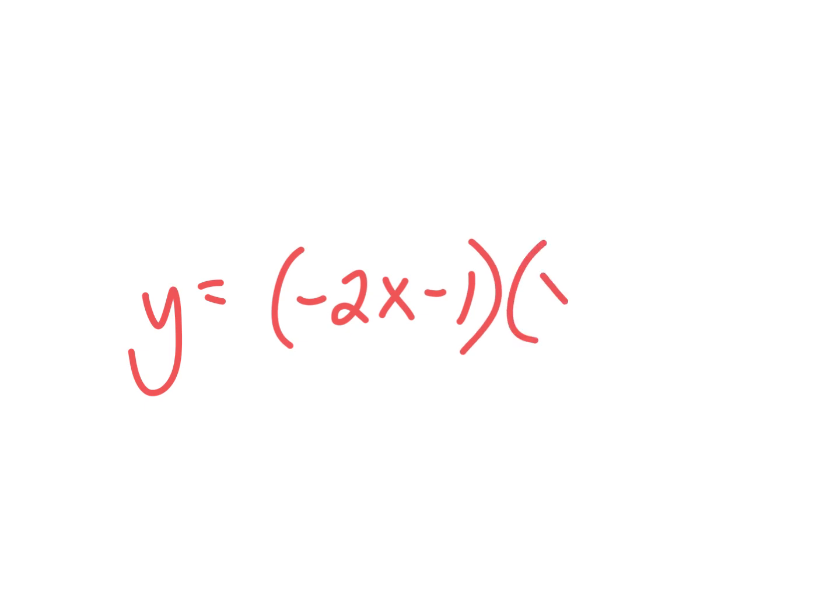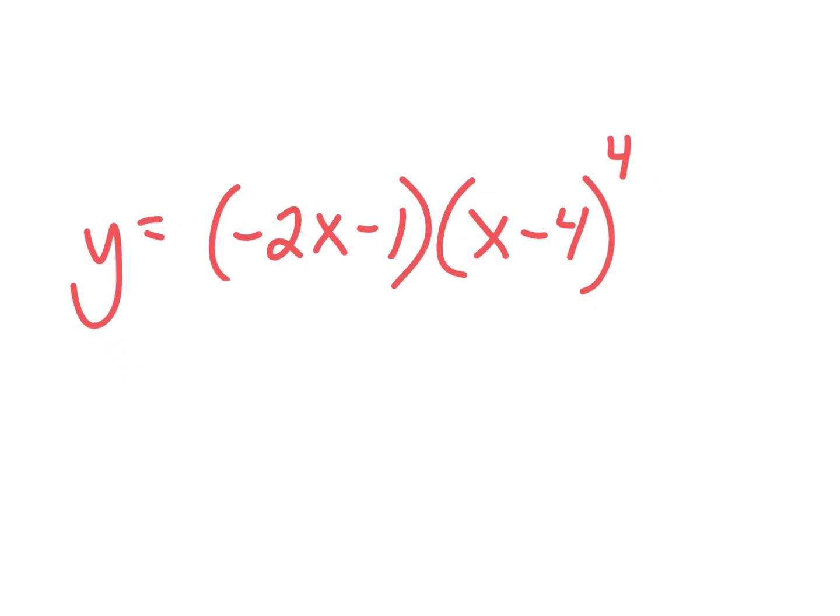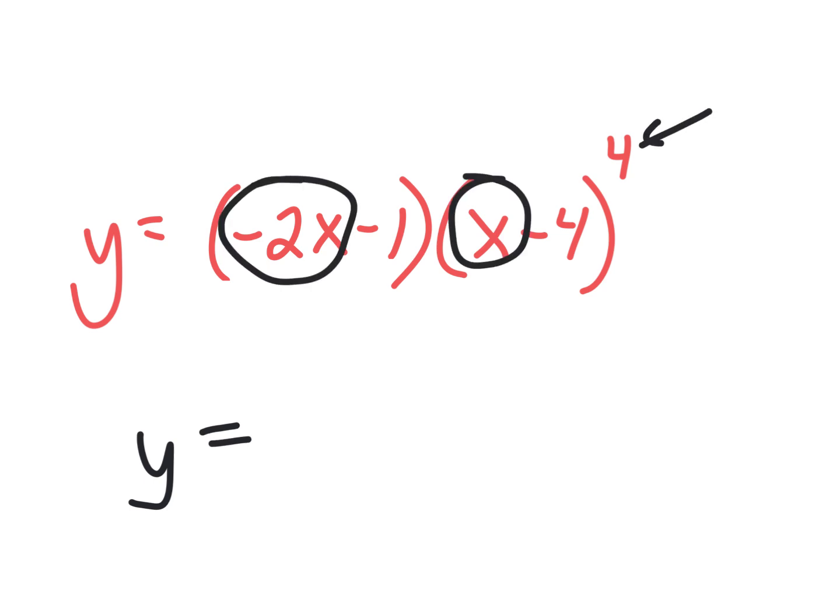All right, let's do one more like that. Write this down. Y equals, parentheses, negative 2x minus 1, parentheses, times x minus 4 to the fourth. All I care about is the lead term, and that's a good thing, because finding the whole answer is super hard. Finding the lead term, not hard. That and that, but don't forget that.